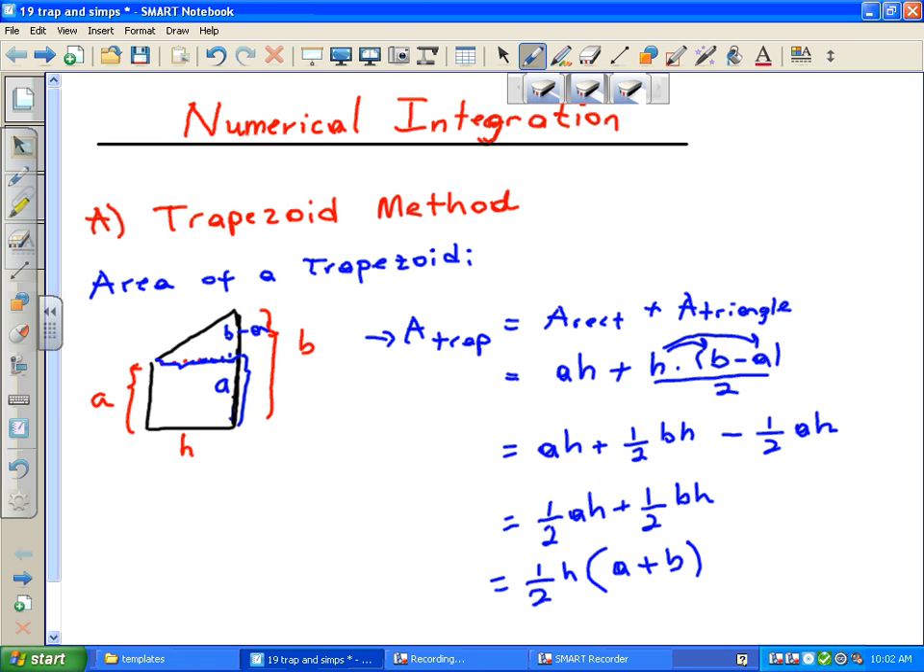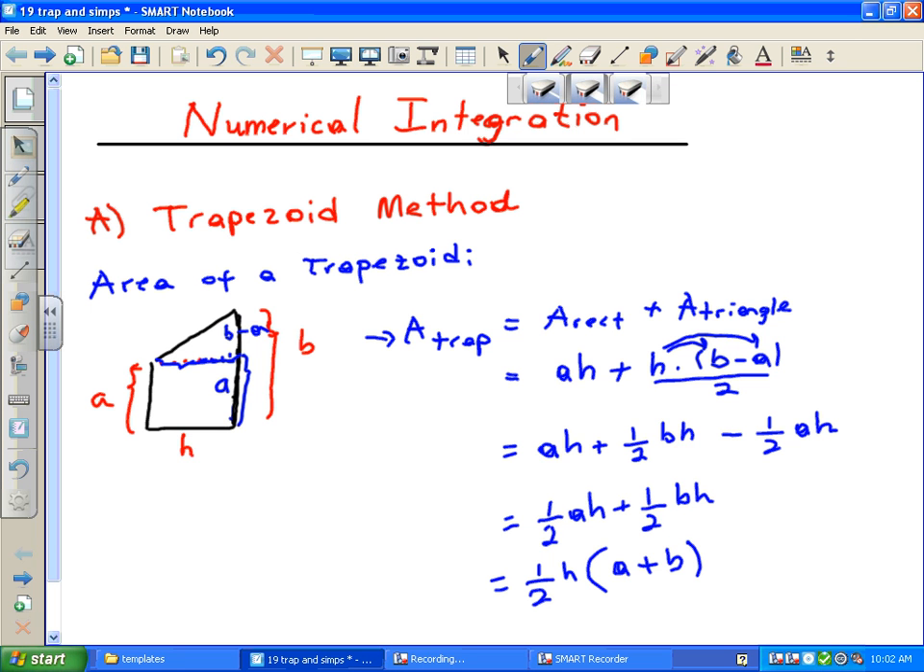I think I saw somebody's hand go up. Was there a question? Yes. The AH disappeared because you combined it with the 1/2. Right. Basically, think of it like x minus 1/2 x. So I was left with 1/2 x, basically, exactly.